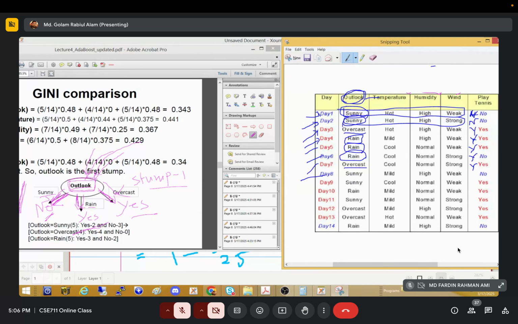Then we pass day 8, and day 8 is sunny in that case. So for sunny, the stump will return no here.